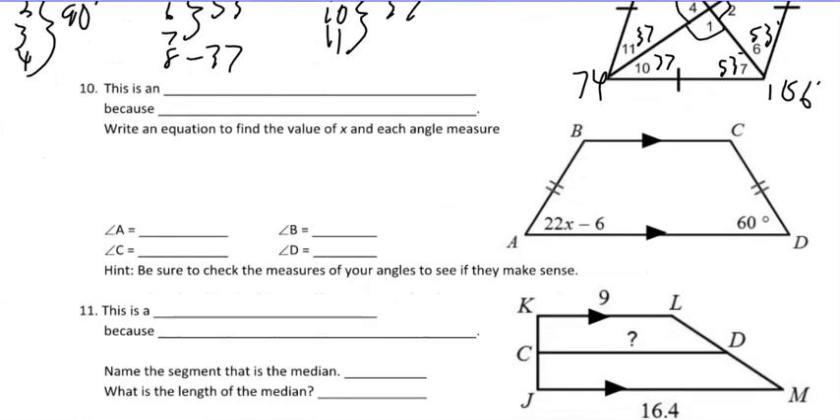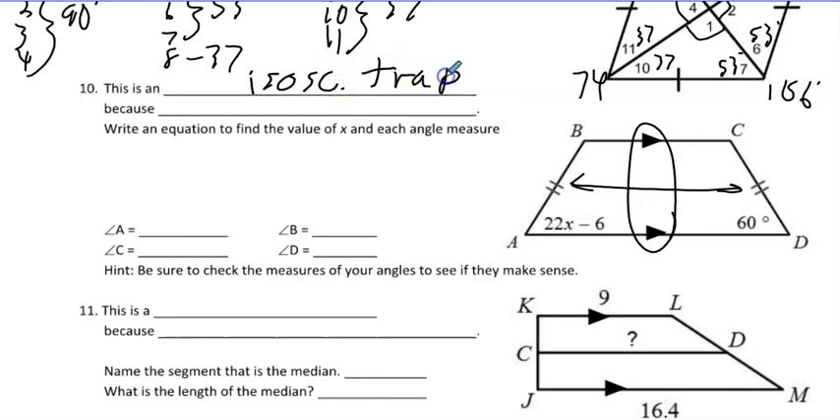Number 10, what shape is this? Well, we have opposite parallel lines. These two are not parallel, but they are equal. That makes this an isosceles trapezoid. Why? Because you have one set of parallel lines, one set not parallel, but congruent.